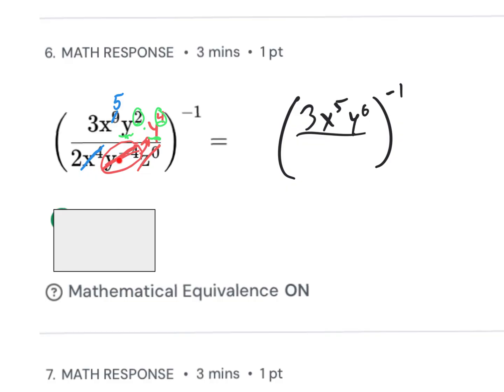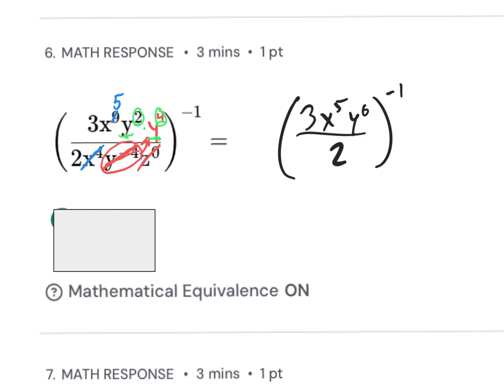And it's over, everything moved up, canceled out. There's only a 2 down here. And that is good. Now, at this point, you could, if you wanted to, put this power of negative 1 on the 3, on the x to the 5th, on the y to the 6th, on the 2. Everything would have a negative exponent. Then you'd have to move everything, right?